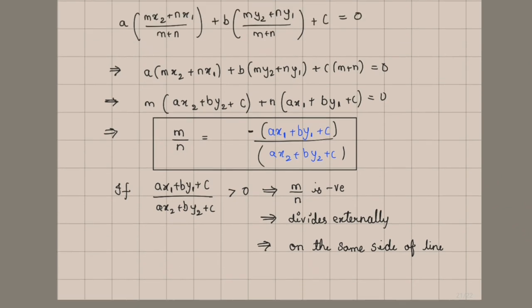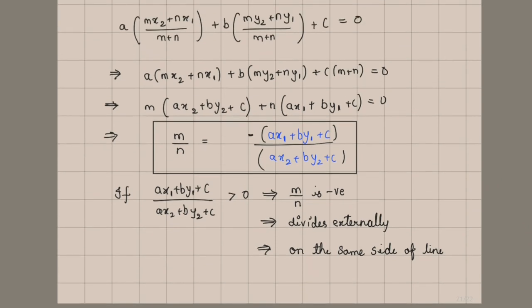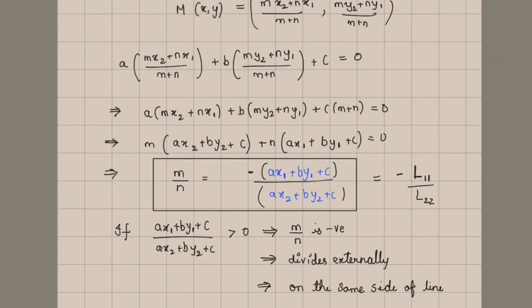We got the result m by n as minus of ax1 plus by1 plus c by ax2 plus by2 plus c. This ax plus by plus c is the line equation. To remember, we can simply write it as minus of L11 by L22, where L is the line equation: substitute the first point, 1 comma 1, in L1, and substitute x and y as the second point in L2.